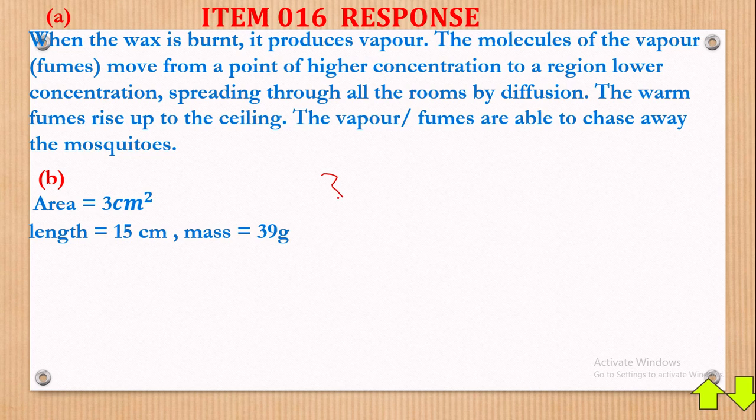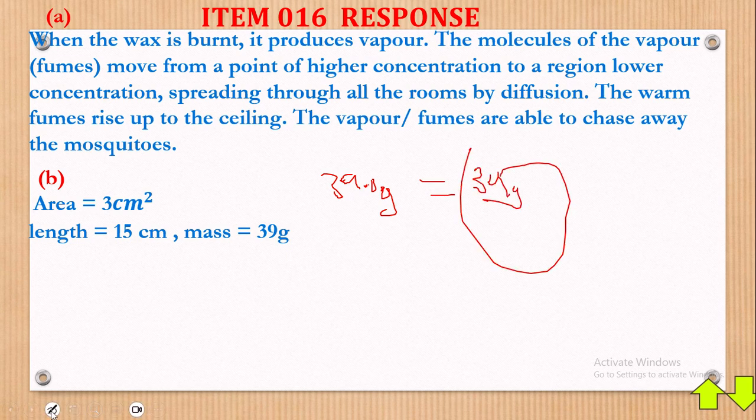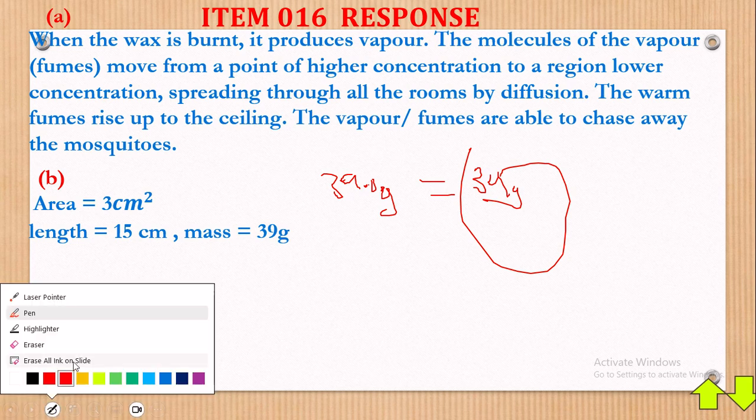Now 39, please, what you should know is that 39.0 is just the same as 39 grams. That point 0, you may not necessarily bring it forward in the calculations. It's just a level of accuracy they're trying to show in the question.